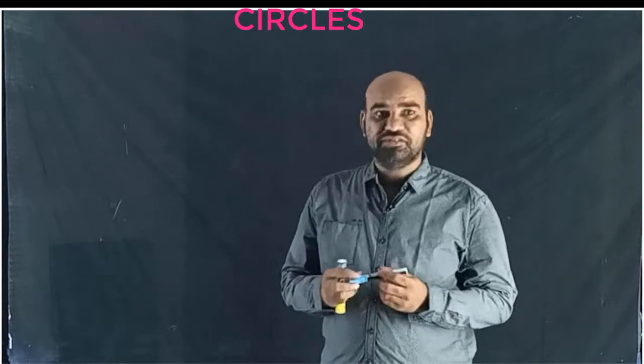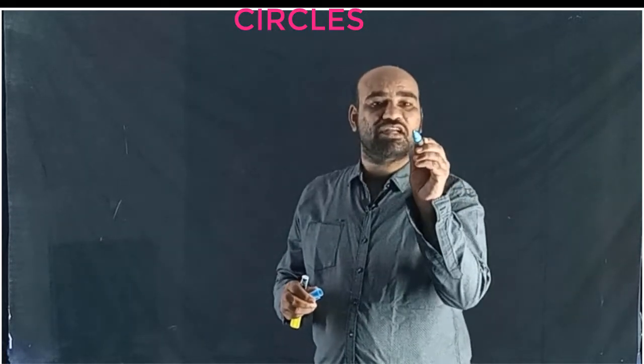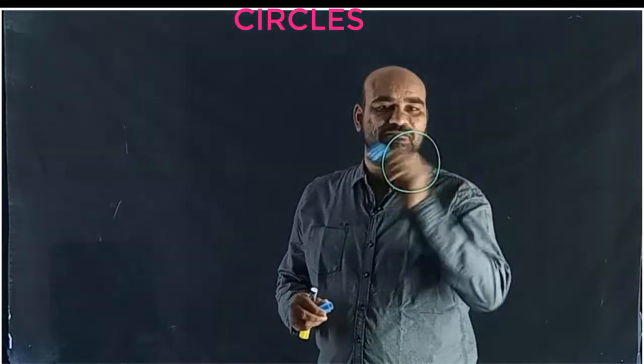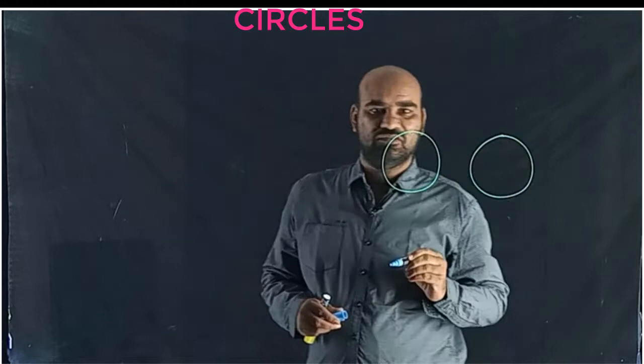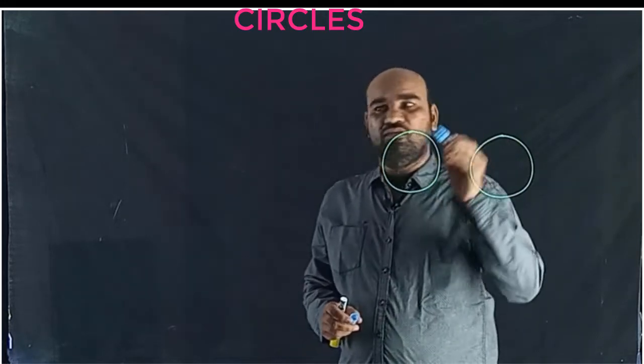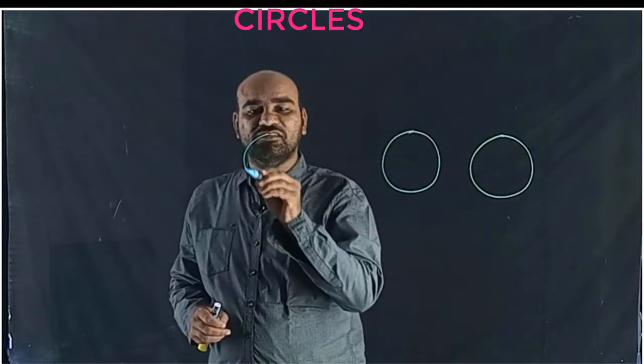Today I am going to explain another concept called radical axis of circles and radical center of circles. Okay, see here, two circles are given. First of all, a circle is given.